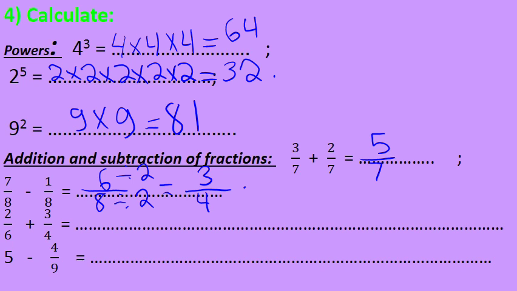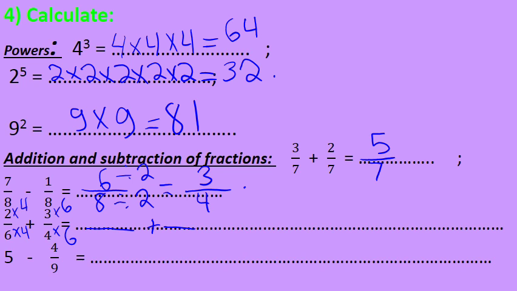These are called unlike fractions. What should we do? We multiply the first fraction by the second denominator, which is 4, and we multiply the second fraction by the first denominator, which is 6. Yalla, multiply.